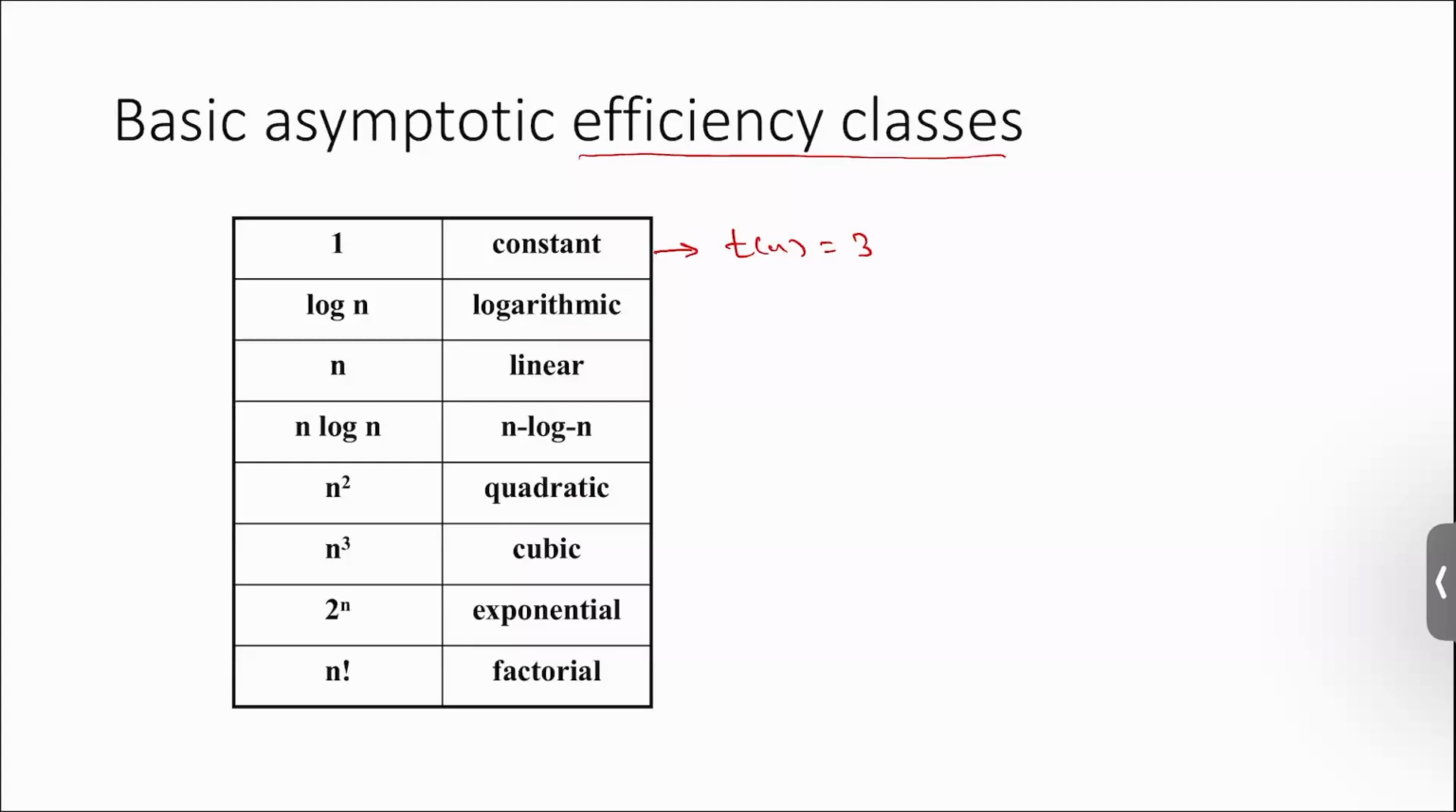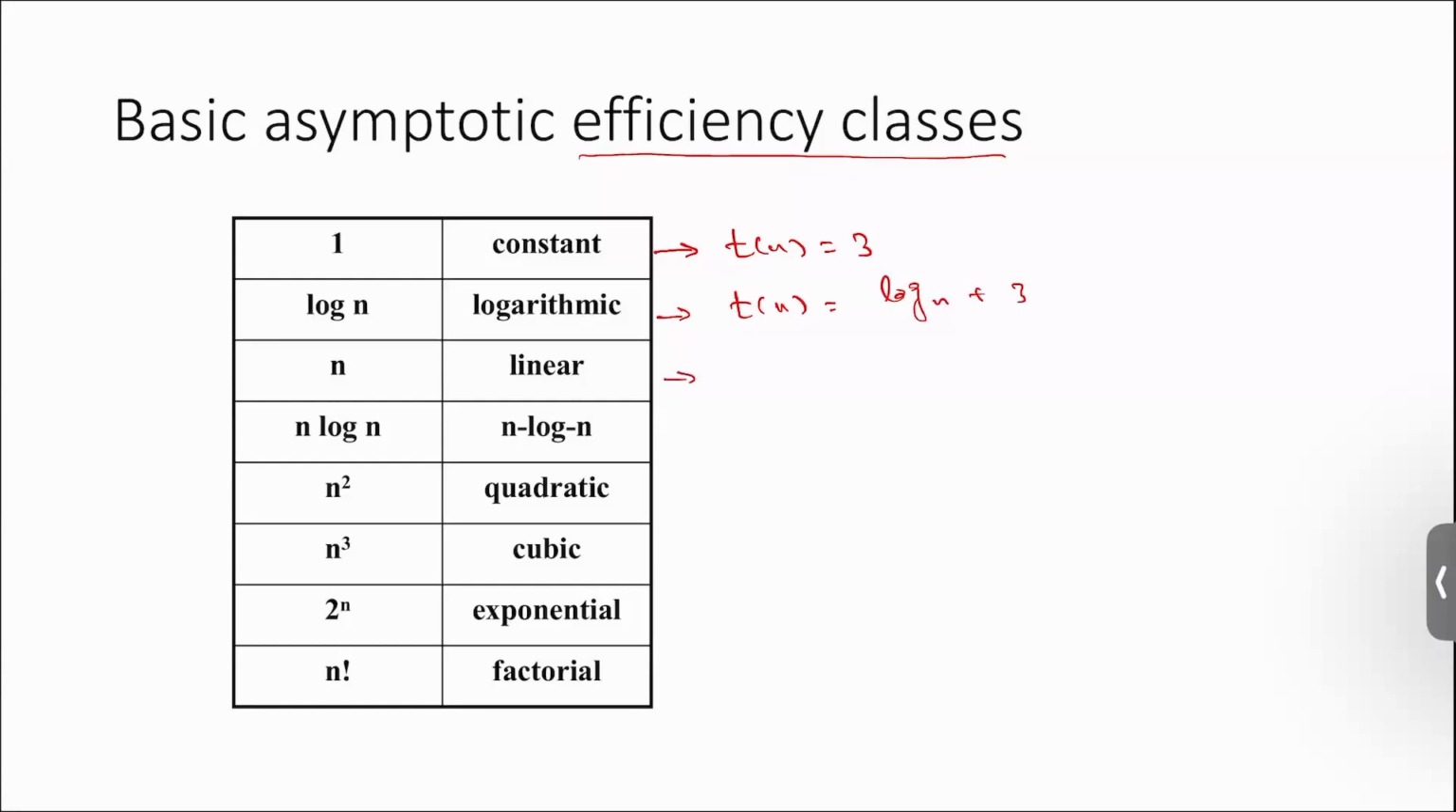The logarithmic class, which is also best after the constant, something like this one, T of n is equal to log of n, for example, plus some more constant and something else. We will ignore the constant. Why? We will just discuss it in a short time.